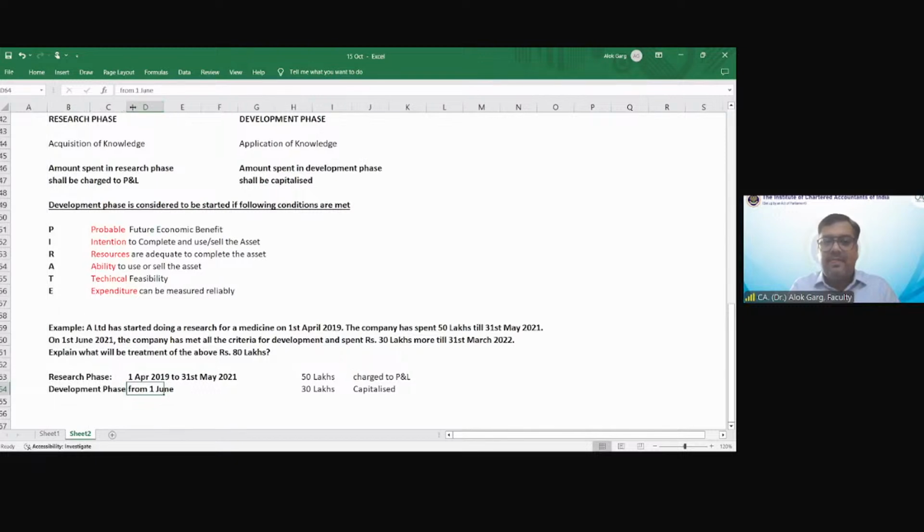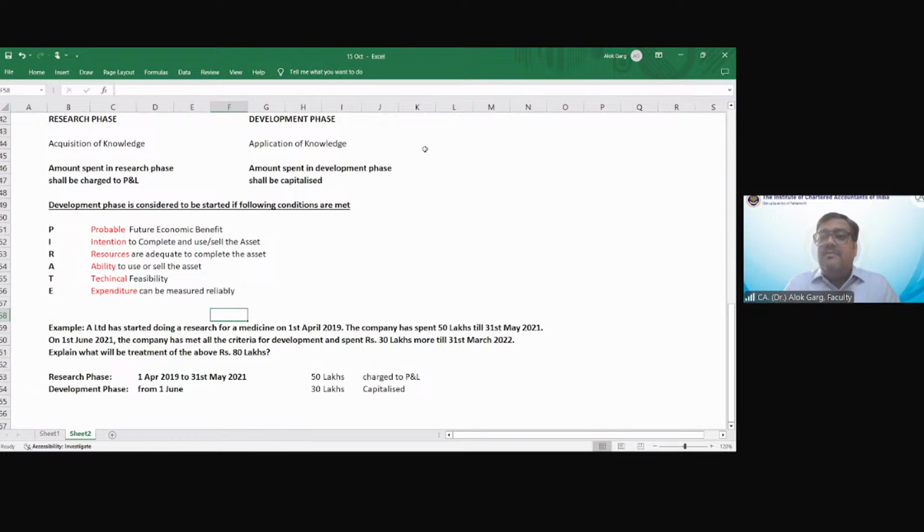Perfect. Sir, in the exam, these 6 conditions will be asked, so you should be aware of this. At least these are the 6 conditions. You need to learn them. Okay.